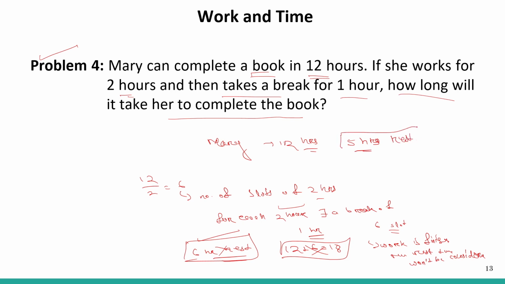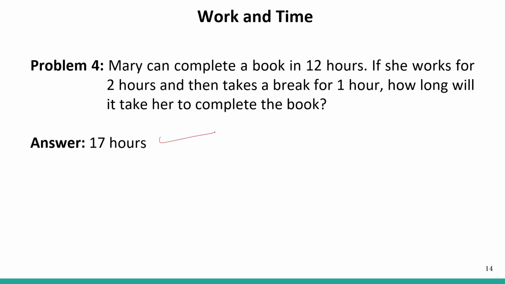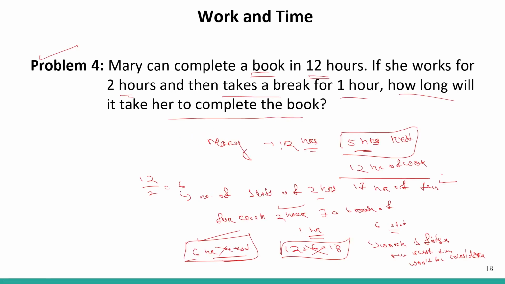So she takes 5 hours of rest and 6 slots of 2 hours, that is 12 hours of work. Total how many hours? That is 17 hours to complete the book. So the answer will be 17 hours. She will take 17 hours to complete the book. So Mary completed one book in 12 hours. This is Mary's speed.